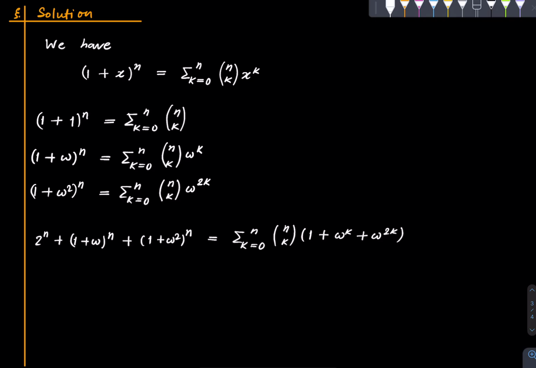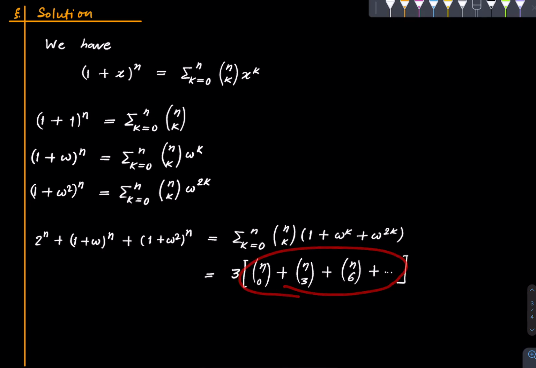So the right hand side expression is n choose 0 plus n choose 3. Sorry, it's not n choose 0, n choose 3. It is 3 times n choose 0, n choose 3, n choose 6, and so on. So we have achieved what we wanted to achieve on the right hand side. The rest of the problem just works itself out, but let's do it in full.